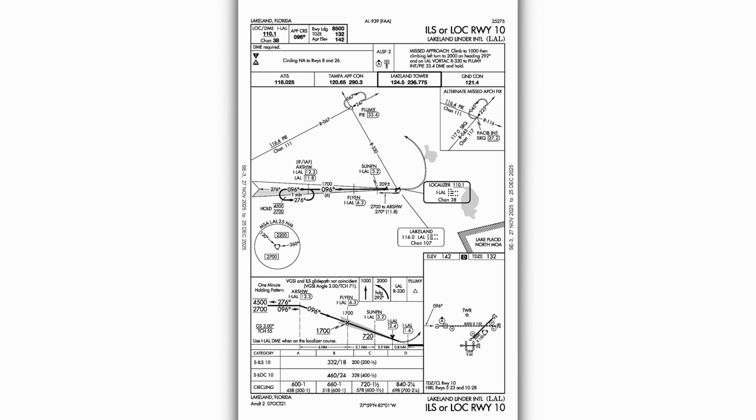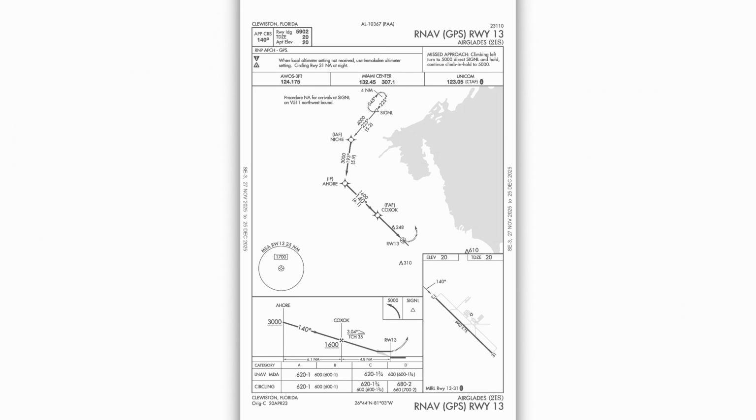Now that we understand the basics, let's go ahead and try another approach. This time, we'll take a look at a non-precision approach to see the major differences in it. Here we have the RNAV 13 in Airglades, or 2IS. This is a non-precision GPS approach. The definition of a non-precision approach is any approach that doesn't offer vertical guidance, this being one of them.